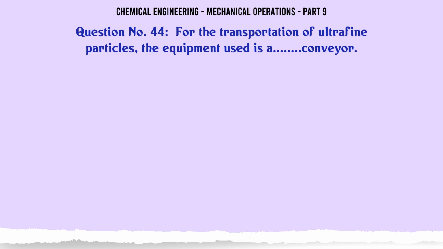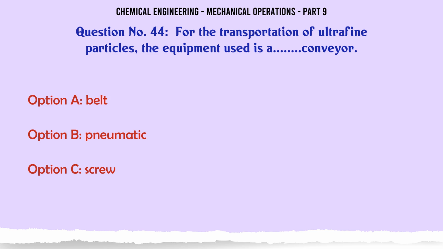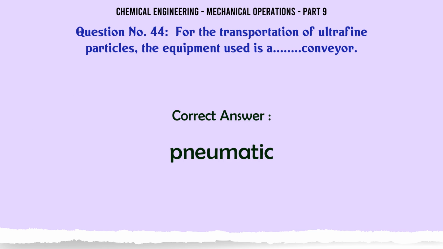For the transportation of ultrafine particles, the equipment used is: A. Belt conveyor, B. Pneumatic conveyor, C. Screw conveyor, D. None of these. The correct answer is pneumatic.